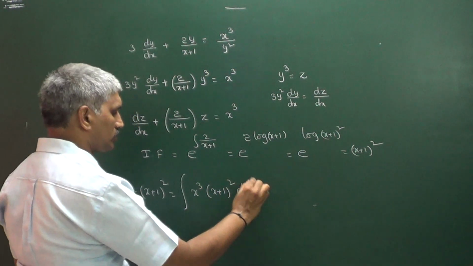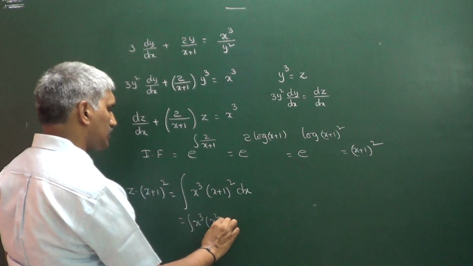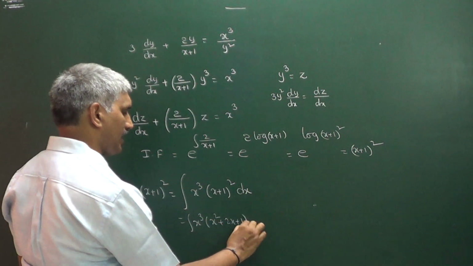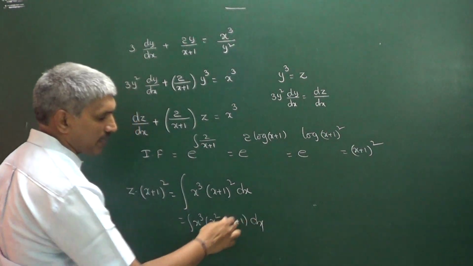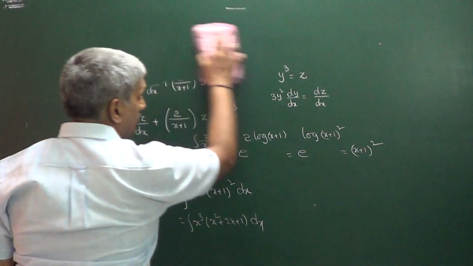I hope you can proceed with this integration. Nothing but x cube into (x square plus 2x plus 1) dx. Now multiply x cube inside and you can integrate. That is the way to proceed with this particular question.